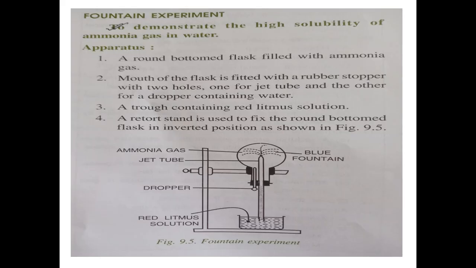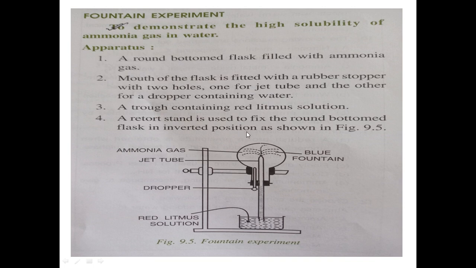Then the fountain experiment. This fountain experiment is done to show that ammonia is highly soluble in water. How soluble is ammonia in water? Its high solubility can be demonstrated by using the fountain experiment. We have already done this when I was teaching you the solubility of hydrogen chloride gas. In the case of hydrogen chloride gas, the fountain was red in color. Now with ammonia, the fountain will be blue in color. The procedure and apparatus setup are the same.